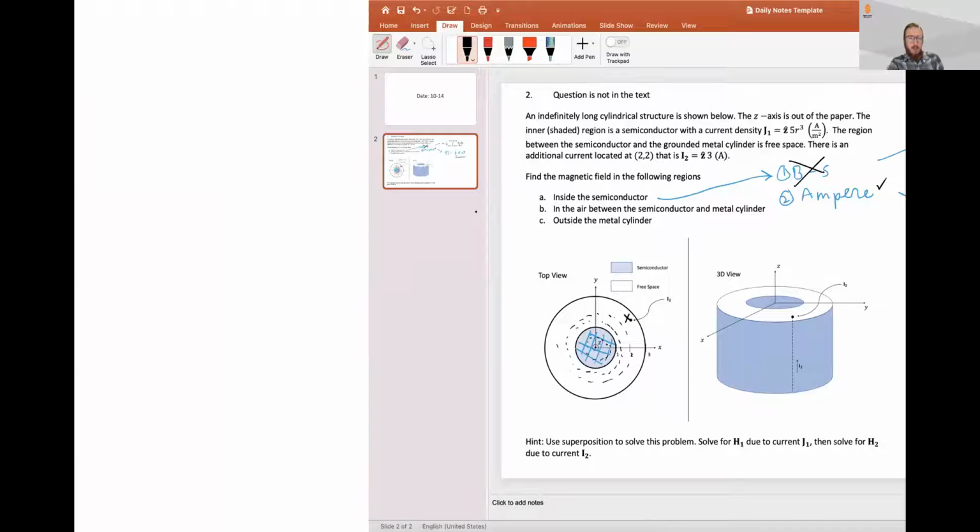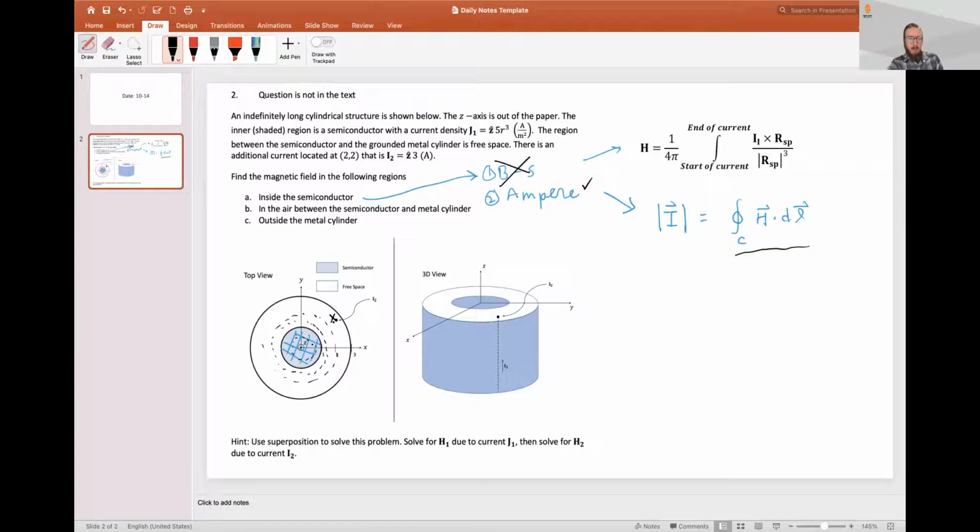One is due to this line current, and the other is due to this volume current density. So it's probably going to be easier for us to solve for the H field due to the line using the line current with Biot-Savart, because it is not symmetric or centered at the origin.